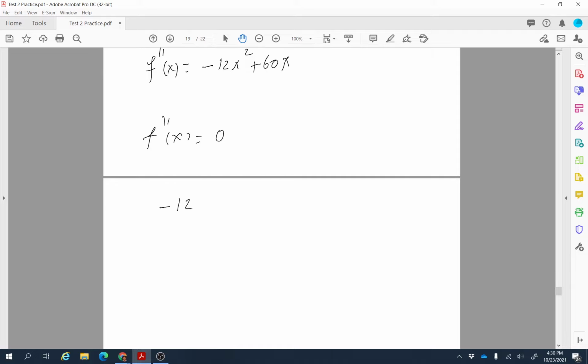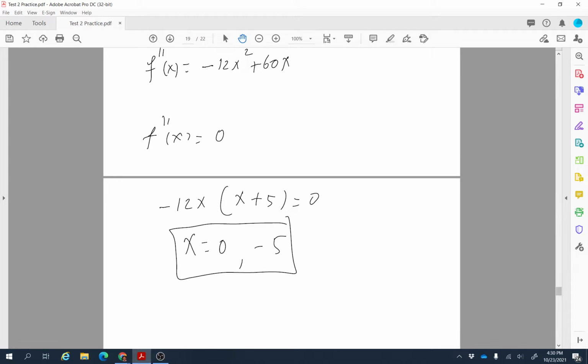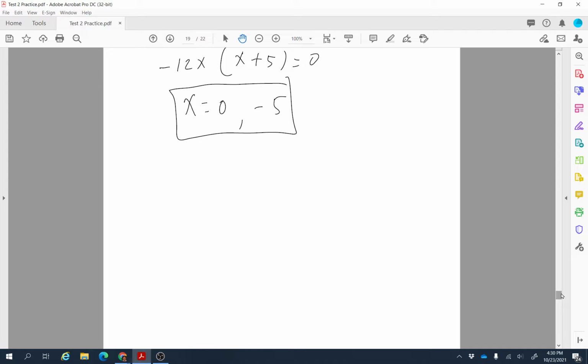It's negative 12x times (x plus 5) equals 0. Okay, x plus 5 equals 0. So if we solve it, it gives me two options, 0 and negative 5. 0 and negative 5 are the 2 points where the second derivative would be 0. So my points are 0 and negative 5. So now I need to pick the points from here. So let me pick negative 1. From here let me pick, sorry, negative 5 comes here, 0 is here.